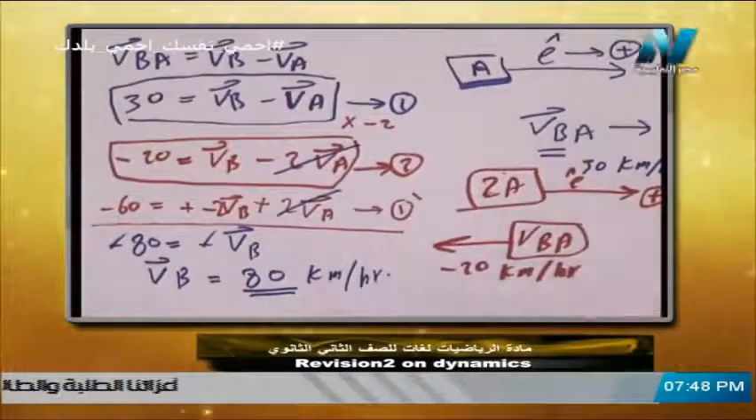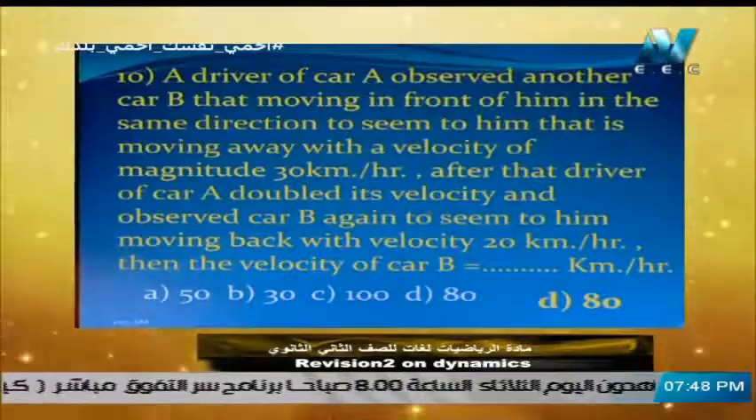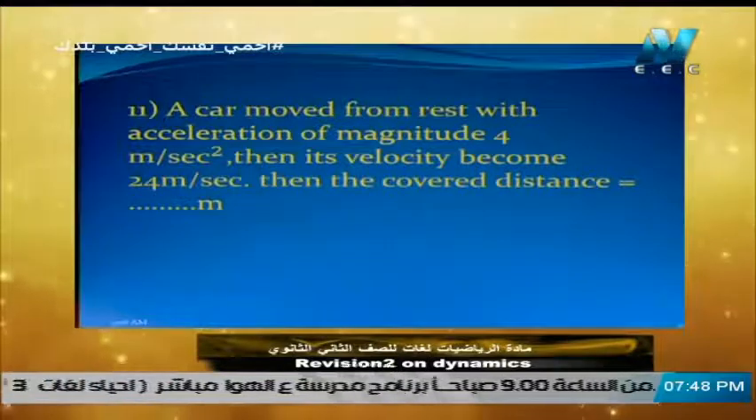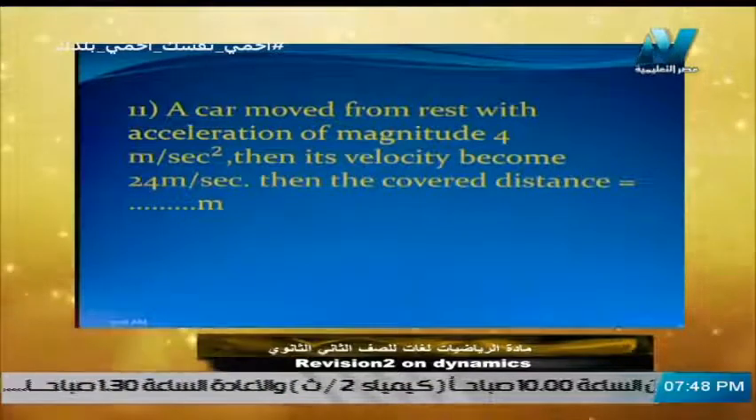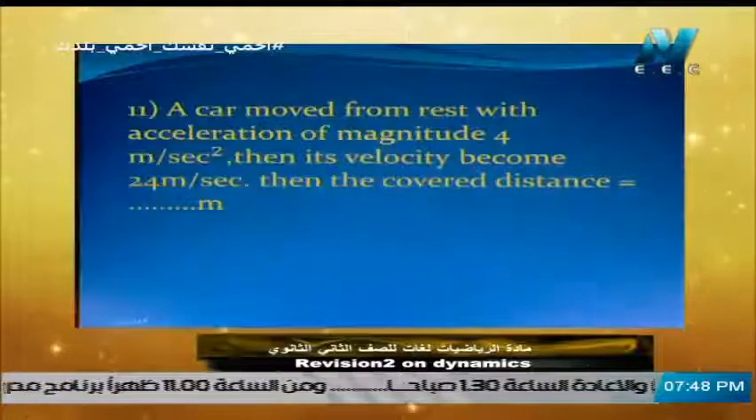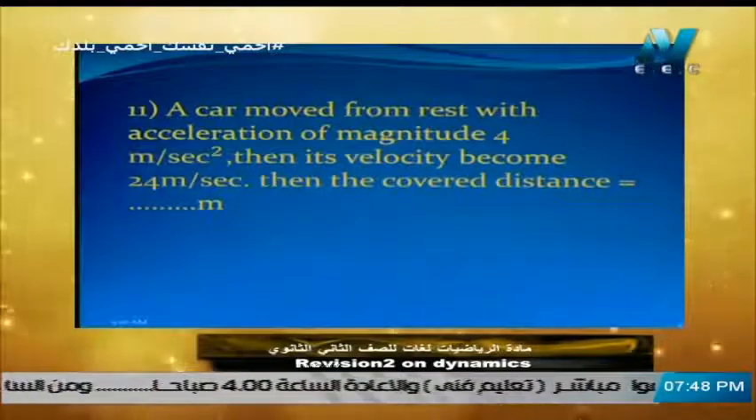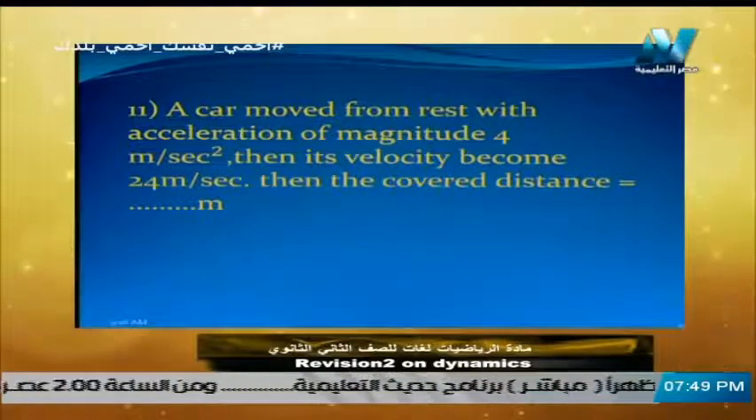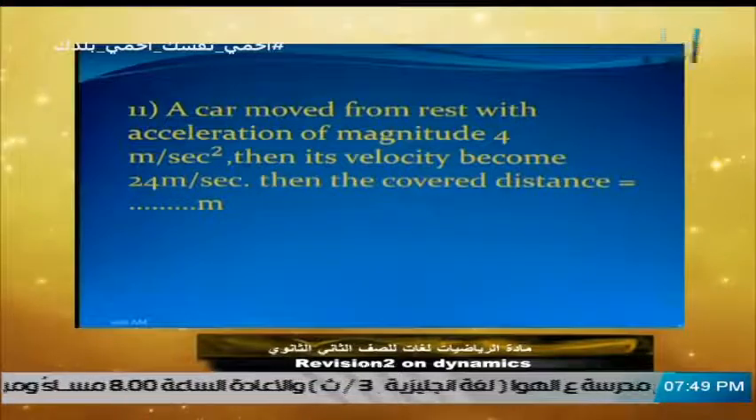Okay, let's move directly to the next question. Number 11, we have more than one question for you. A car moved from rest with acceleration. Of course, if we have a movement from rest, that means that V naught equals 0. The starting velocity here equals 0. So V naught equals 0, and with acceleration of magnitude 4 meter per second squared, then its velocity becomes 24 meter per second.